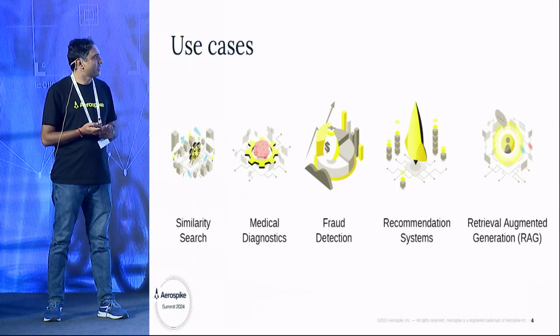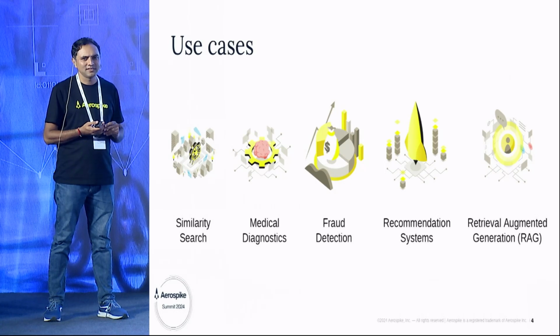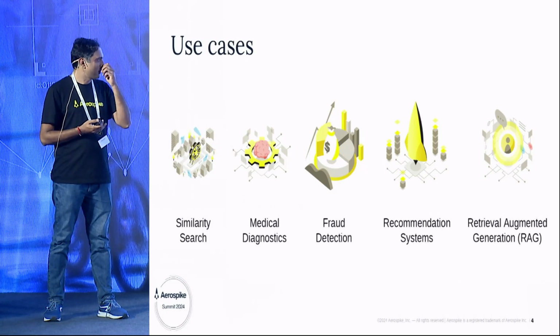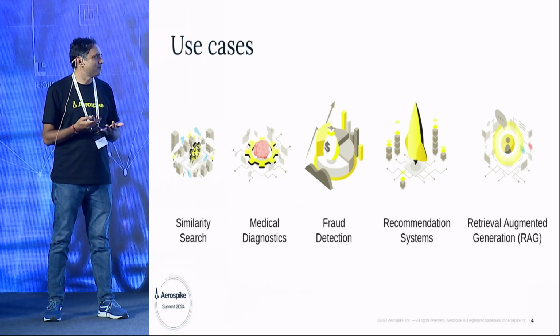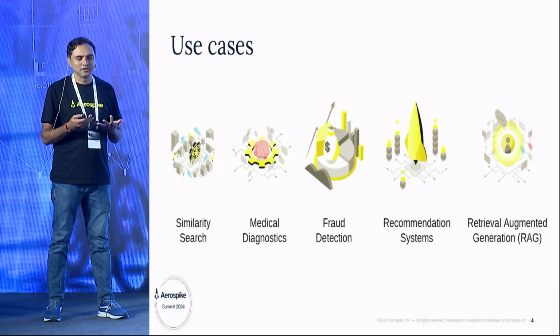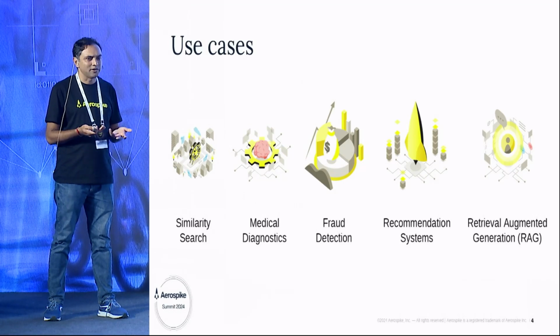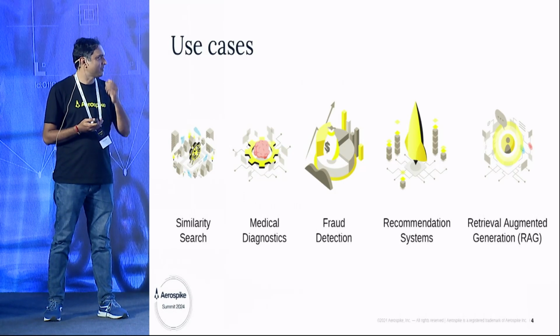You could also build recommendation systems using vector search. This is another popular use case on e-commerce platforms, where you might have access to users' search history or buying history, and you might be able to, based on profiling the user, recommend a new set of items that the user could look at or potentially buy.